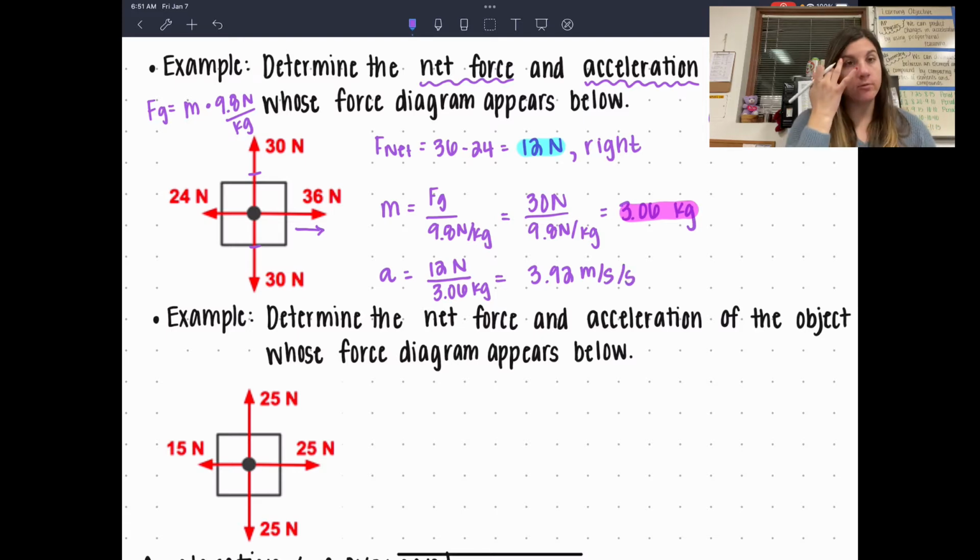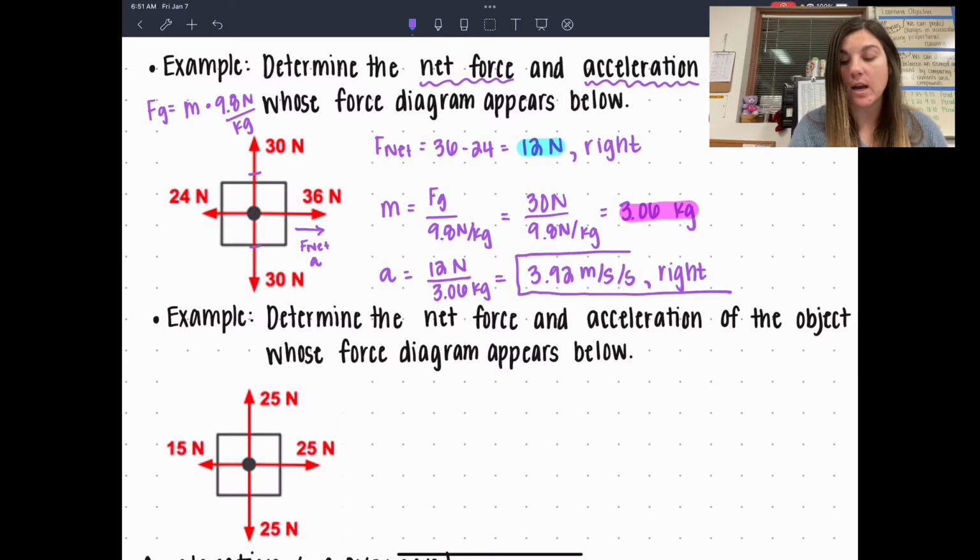Now, acceleration is also a vector. Just like how velocity has direction, acceleration does too. If my net force is pointing to the right, then that means my acceleration is also going to be in the right direction. So my full answer, my complete answer for my acceleration would be that this object is going to accelerate 3.92 meters per second squared to the right.